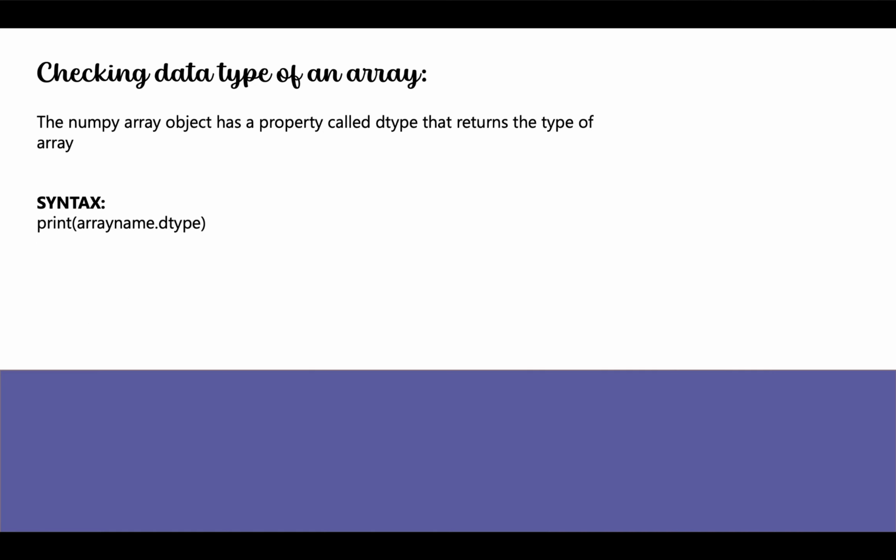Now let's move forward to another topic, that is how to check the data type of an array. So NumPy array object has a property called dtype that returns the type of array. The syntax is print, and in bracket we have to give array name dot dtype, and this command will return us the data type of the array that we have passed. Now let's move on to the coding part and implement this.